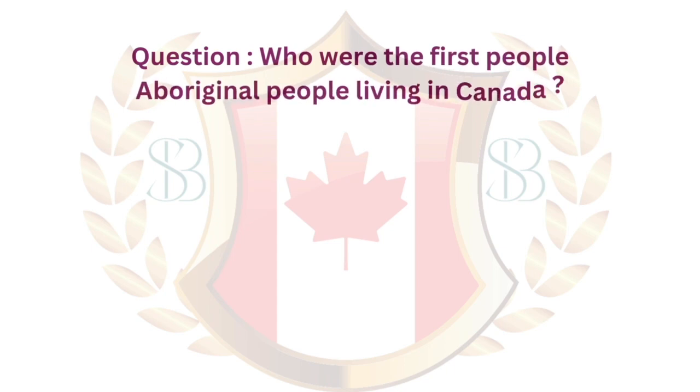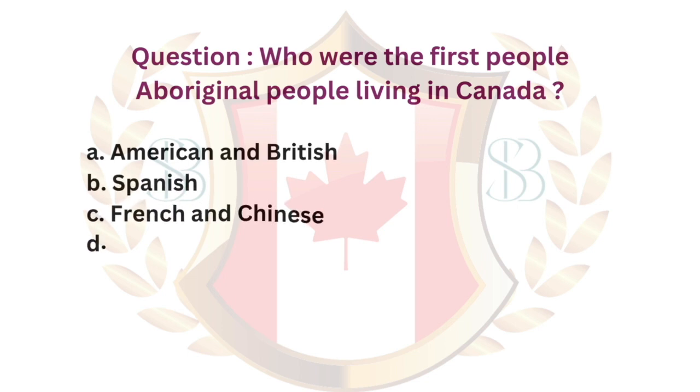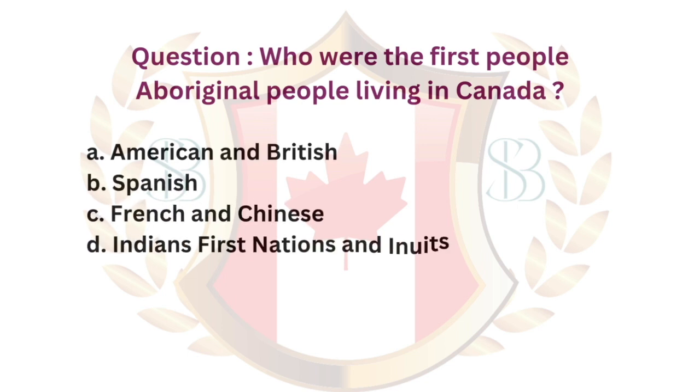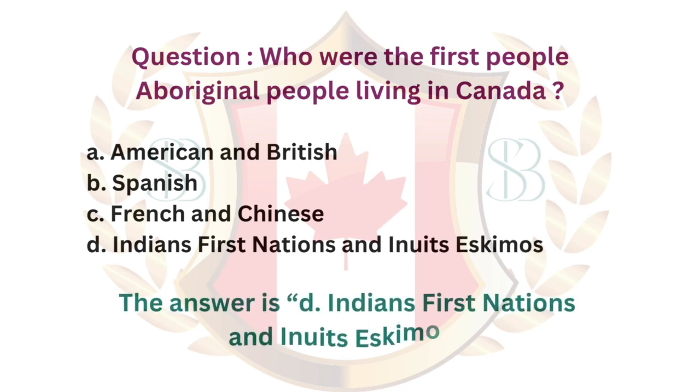Question. Who were the first Aboriginal people living in Canada? A. American and British. B. Spanish. C. French and Chinese. D. Indians, First Nations and Inuits, Eskimos. The answer is D. Indians, First Nations and Inuits, Eskimos.